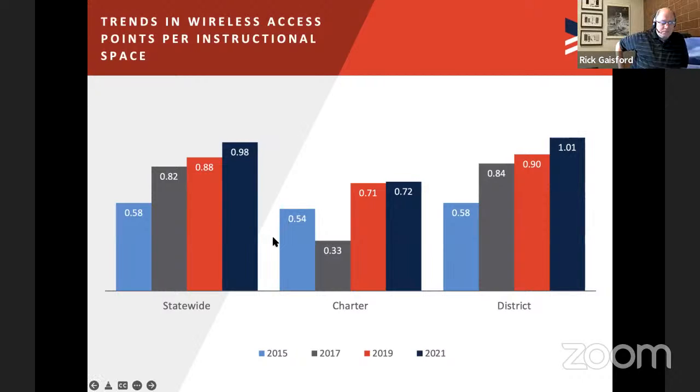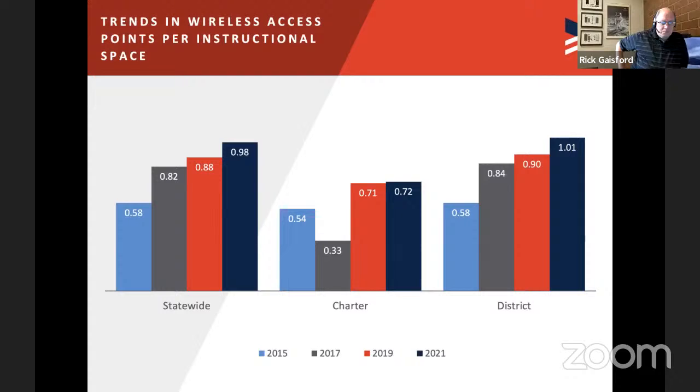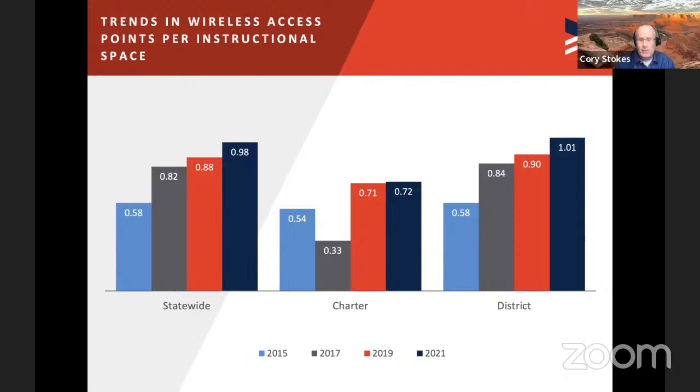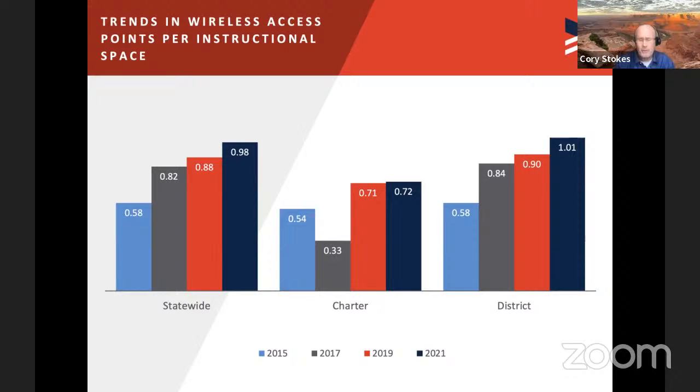This is really quick. When we started this inventory project back in 2015, we were shooting for one access point per instructional space. What we found is that's really not a good metric to track. What we're looking at is engineered solutions. We don't want to just put an access point in every single classroom. That doesn't work well; there's interference and different things that happen. But we can see that we've added a lot of coverage over the years.